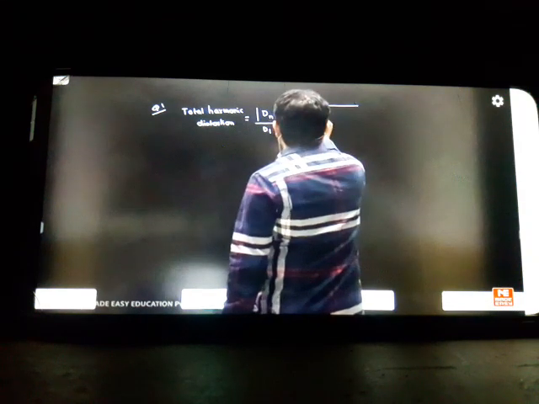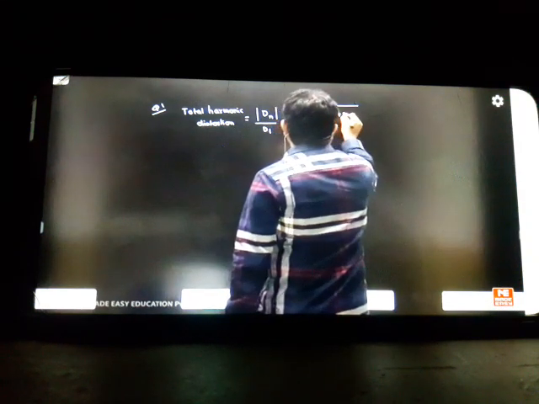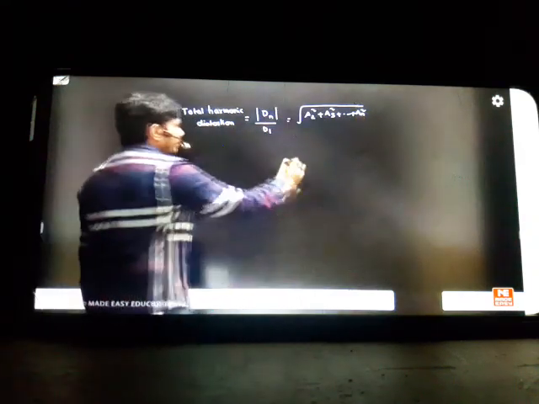So what is the magnitude of this? You have to start with A2. A2 is the second harmonic, square, plus A3 square, plus like that, An square will be there. This is Dn in magnitude, total harmonics, divided by the fundamental, which will be A1. So this is the way to write the harmonic distortion formula.